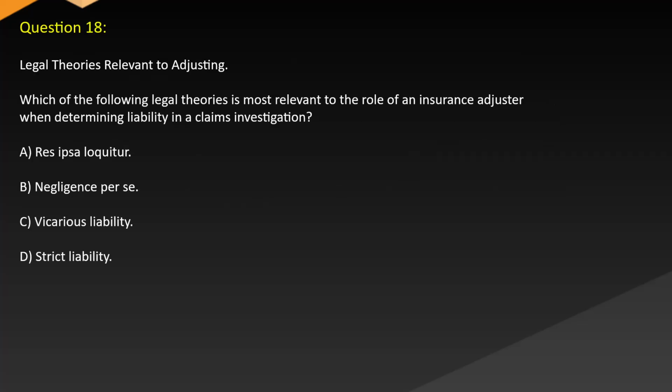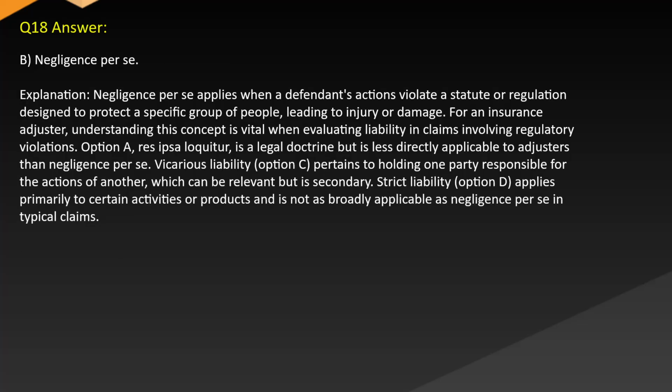Which of the following legal theories is most relevant to the role of an insurance adjuster when determining liability in a claims investigation? A. Res ipsa loquitur. B. Negligence per se. C. Vicarious liability. D. Strict liability. Answer. B. Negligence per se.